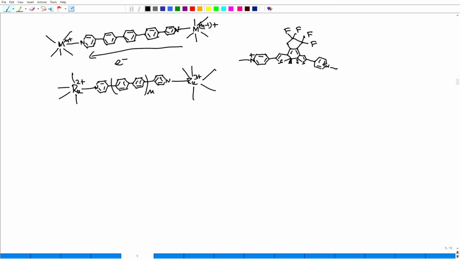Perfluoro. All the hydrogens are replaced by fluorine. So, I say perfluoro. When this is closed at this point, then electron will conduct through this. Electron can conduct from here to here. When this is closed, and when it is open, this will happen.